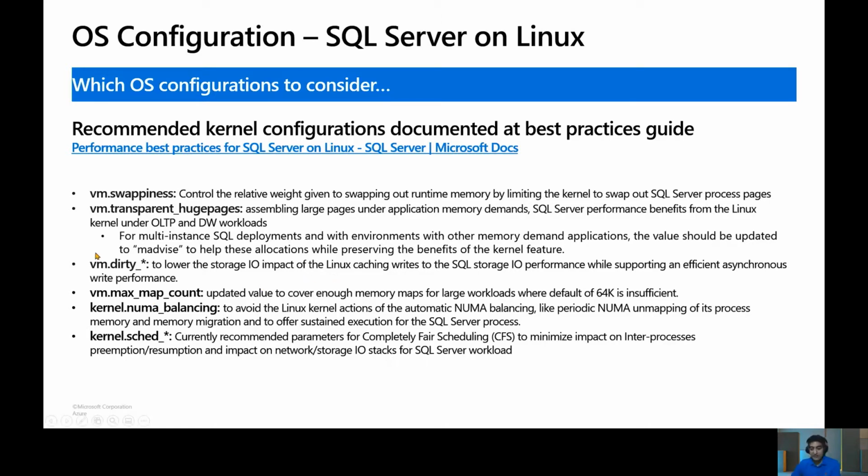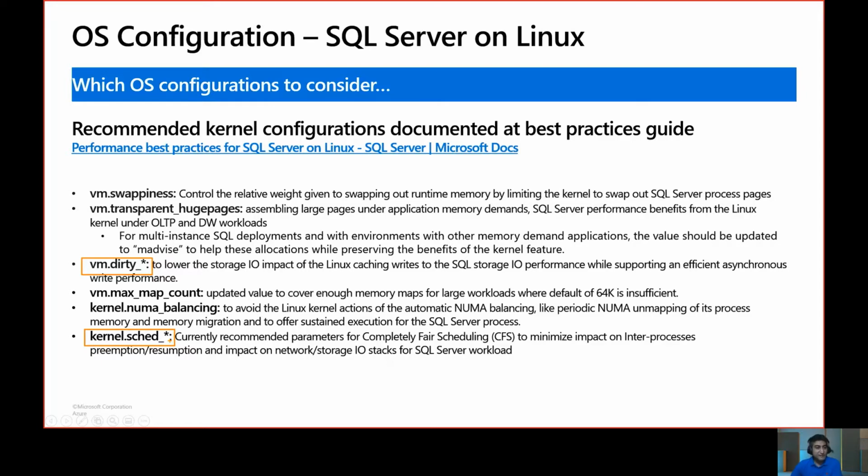The VM dirty parameter, and there are a set of these parameters, help lower the impact of SQL Server on file system cache to reduce the performance impact. Then there are a set of parameters under the kernel.scheduler, and they help optimize the completely fair scheduling algorithm for SQL Server workload so that it minimizes impact on IPC or interprocess communication, and it improves the throughput by improving the network and storage processing for SQL Server workload.